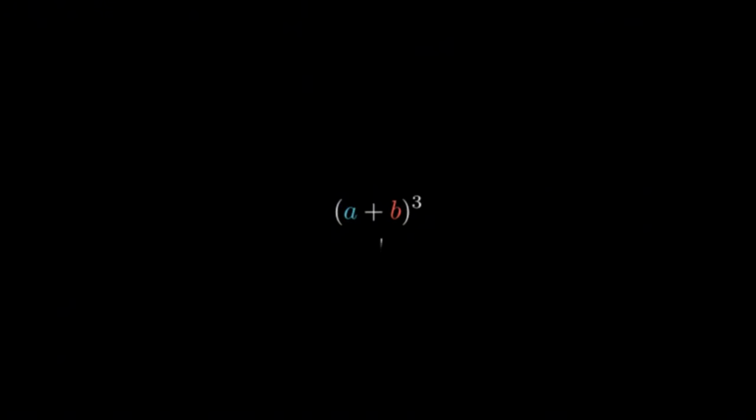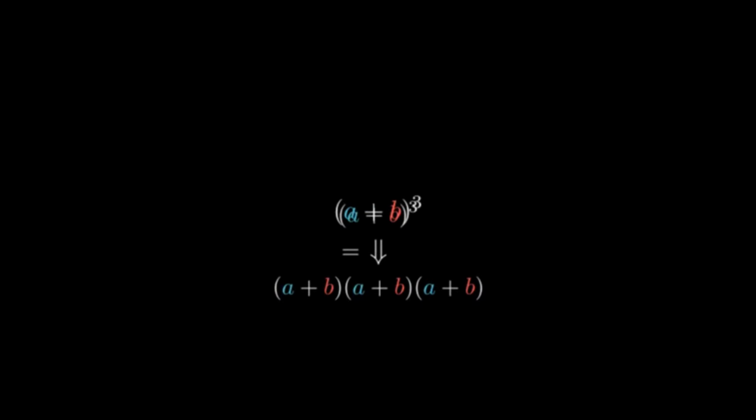Let's visualize what this means mathematically. We can rewrite a plus b cubed as a plus b multiplied by a plus b multiplied by a plus b. Notice how we're taking the original binomial and multiplying it by itself exactly 3 times, just as the exponent indicates. This representation is crucial to understand because it shows us exactly what we need to multiply.